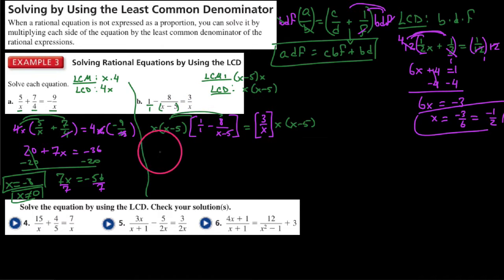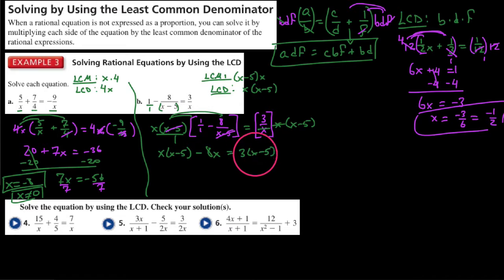Now, first things first, on the left side here, anything times 1 is itself. So x minus 5 times 1 over 1, nothing cancels, and we just get x minus 5. Now, when we take x minus 5 times 8 over x minus 5, I want you to see that your x minus 5's cancel out, and we get left with 8 times x, so 8x here. And then on the right side, our x's cancel out, and we get left with 3 times x minus 5.